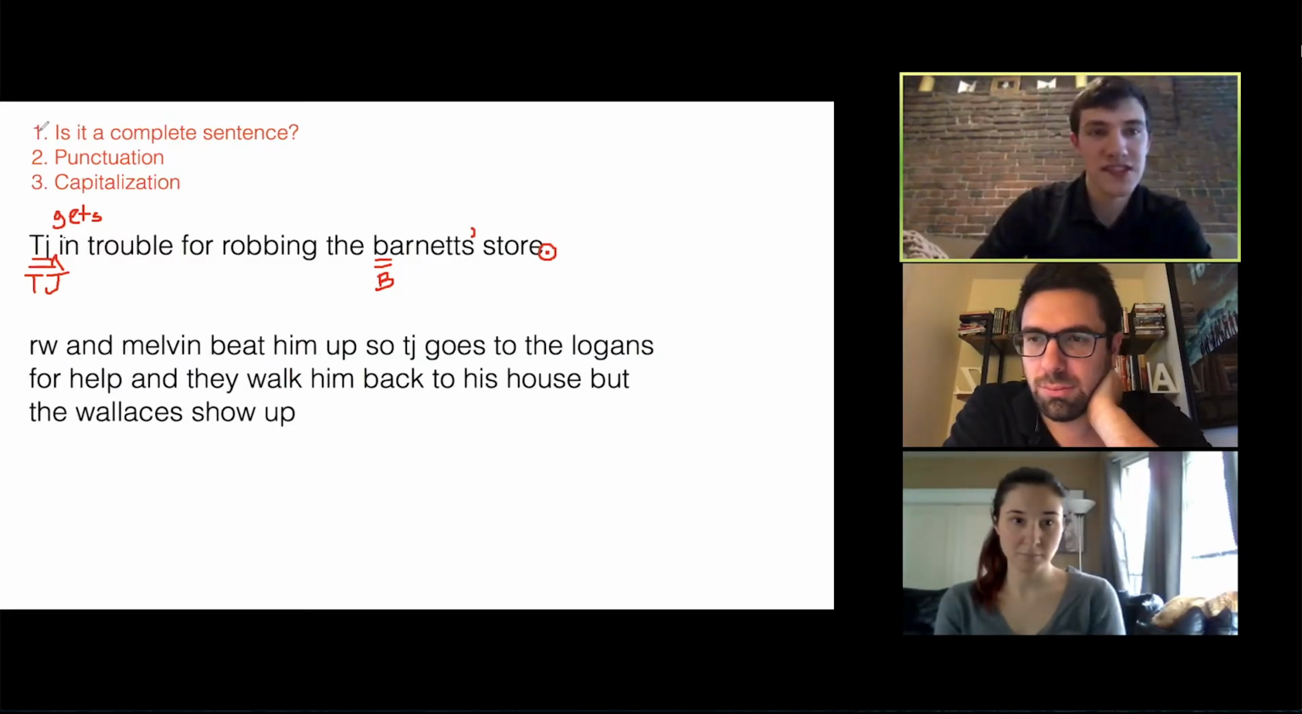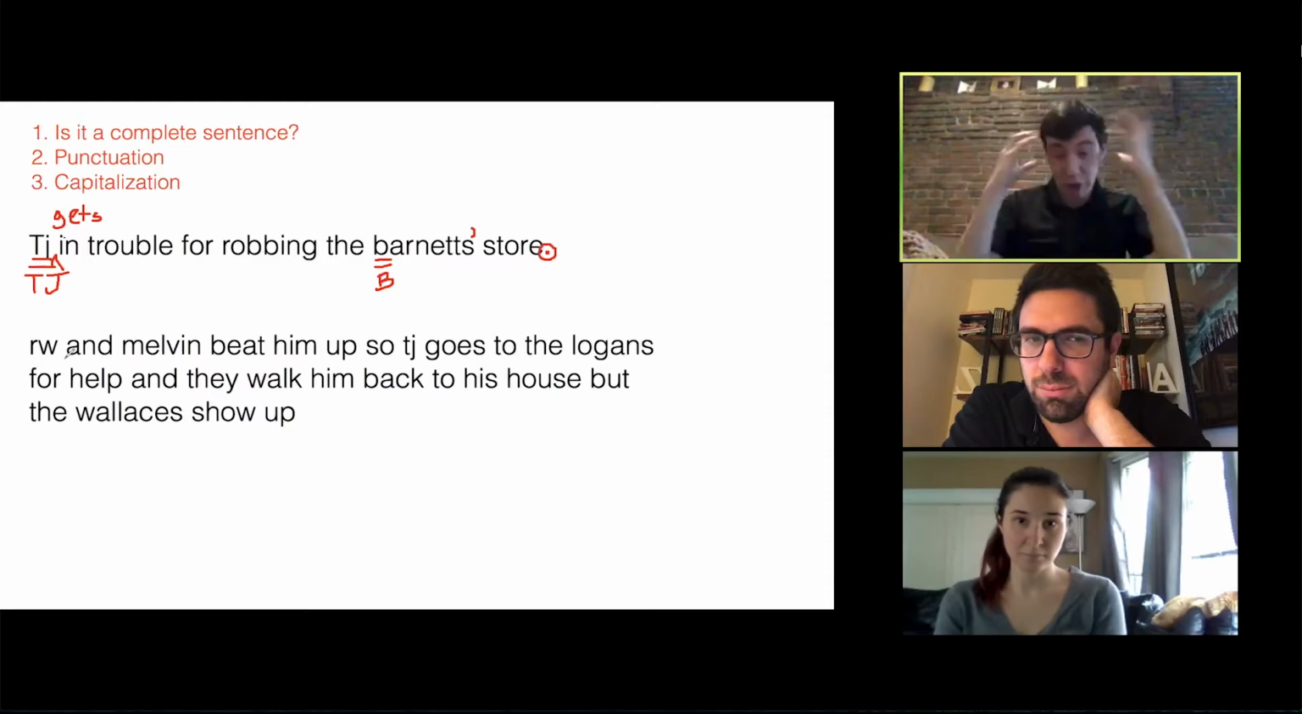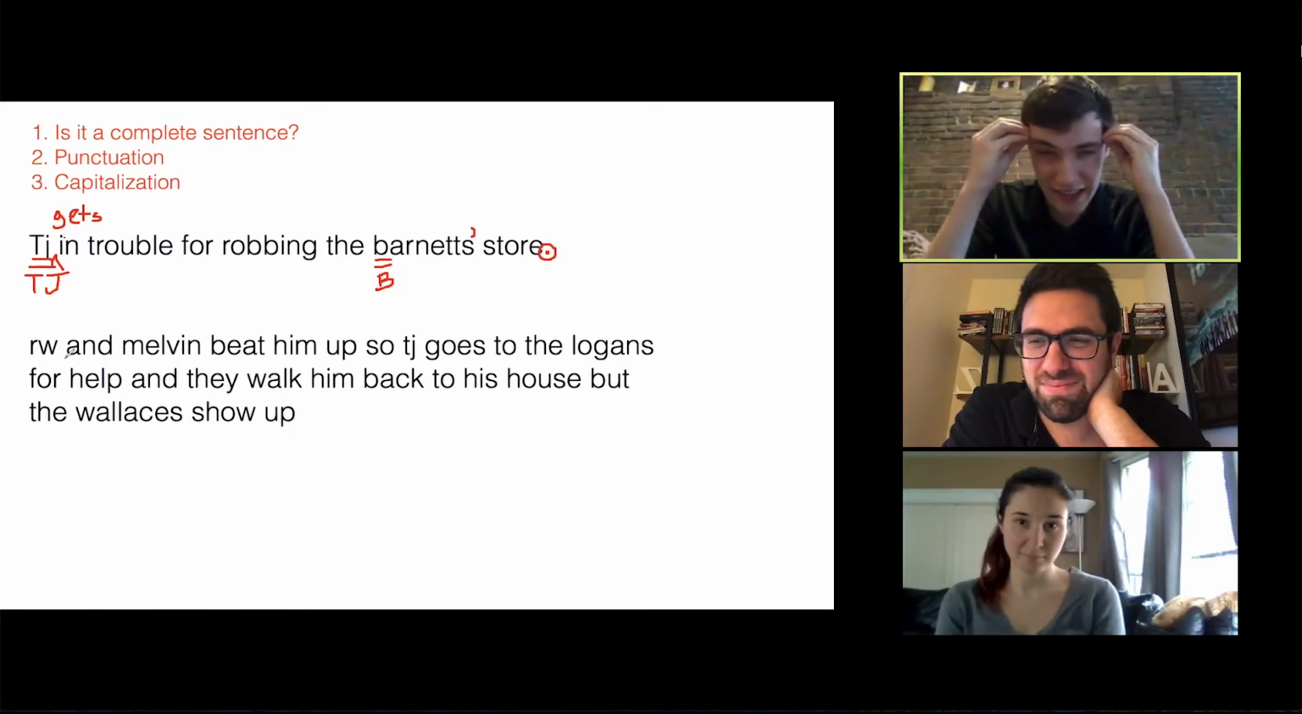Once again, I start with step 1. Is it a complete sentence? Let's read it together. RW and Melvin beat him up, so TJ goes to the Logans for help, and they walk him back to his house, but the Wallaces show up. My brain just exploded from overload of ideas. There are too many ideas in this sentence. And I know if a sentence has too many ideas, that means it is a run-on.